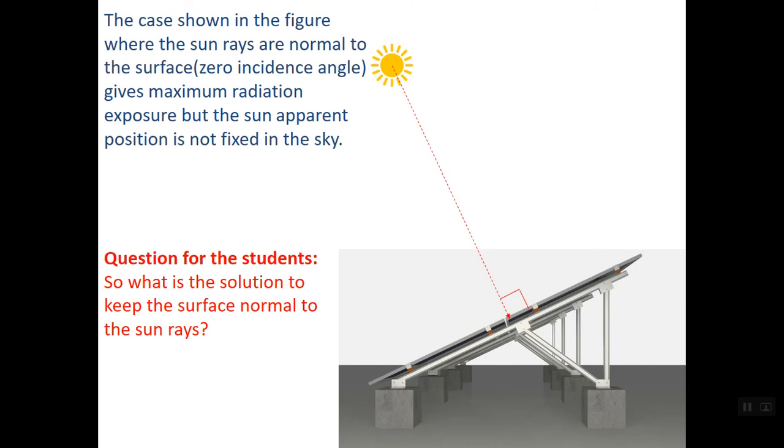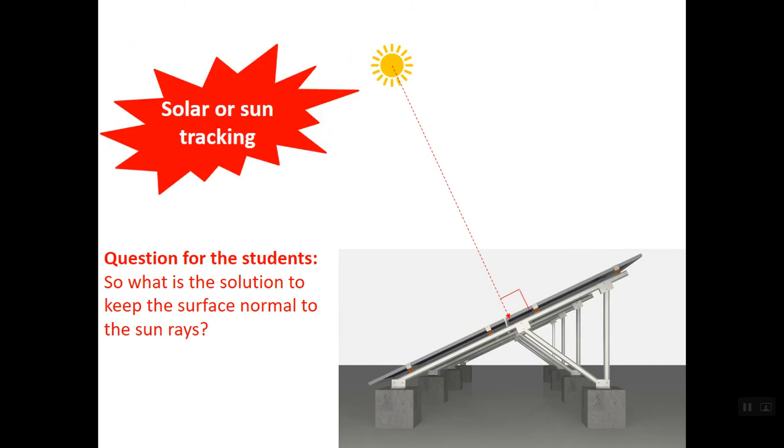There's a question for you. What is the solution to keep the surface normal to the sun rays? What's your solution? Think about that. You may pause the video, think about that, and then you may continue. Yes, this is the answer. The answer is solar or sun tracking.